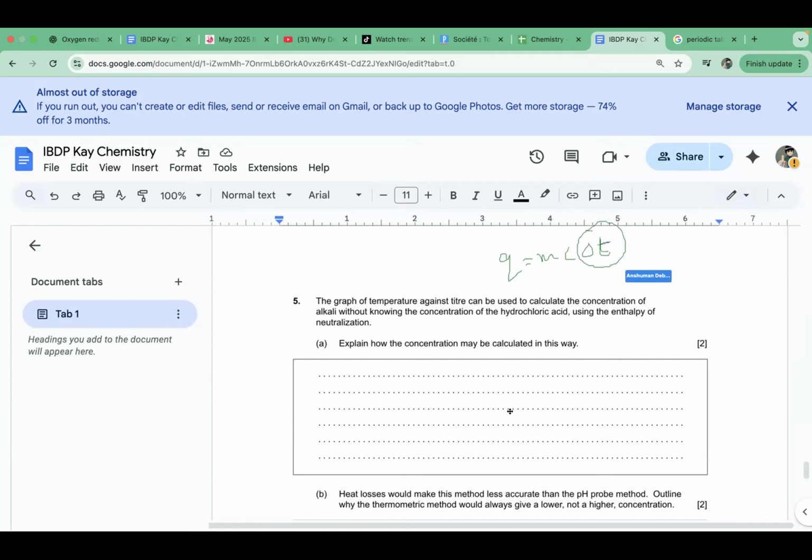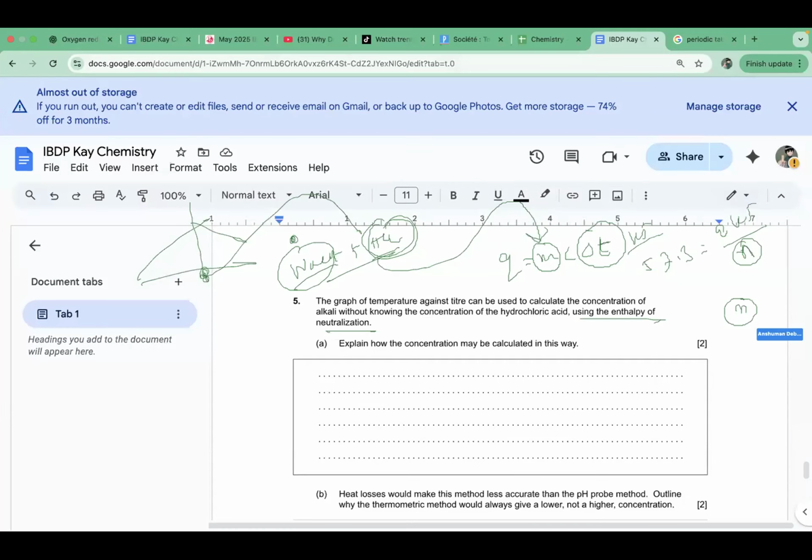Mass of the aqueous solution we can find out, right? The NaOH volume you have taken adds up to the volume of the HCl taken. Clear to you? The NaOH and HCl total volume will be the total mass of the aqueous solution. C is 4.18. Delta T can be obtained from the graph, the highest peak which you're getting of the temperature. Enthalpy of neutralization is 57.3 approximately.